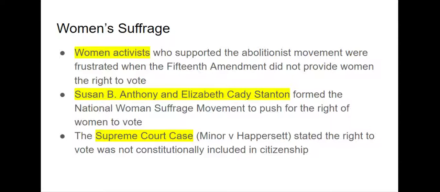One in particular, named Minor, actually tried to vote in Missouri. She was denied. Her case went finally to the Supreme Court, and the Supreme Court ruled that constitutionally the right to vote is not included in citizenship. Just think about that one for a minute. Wow.